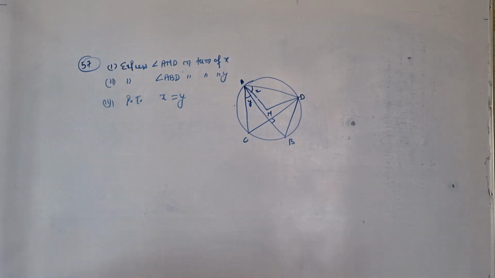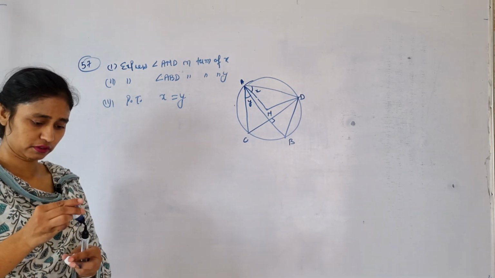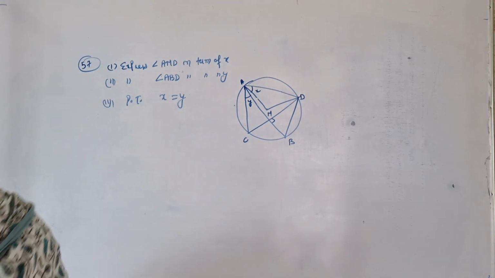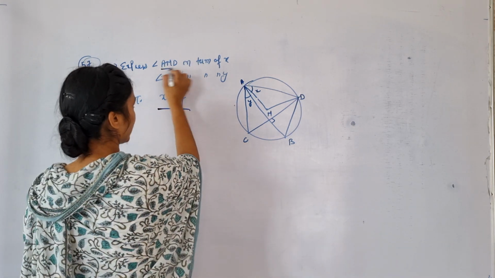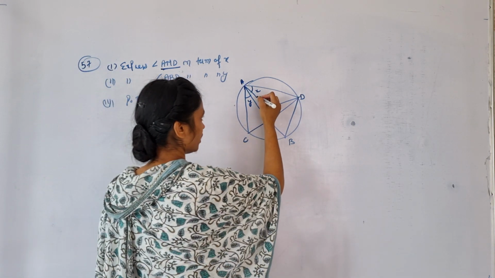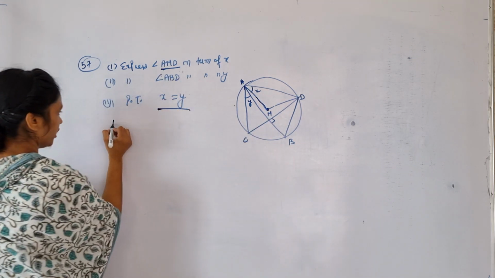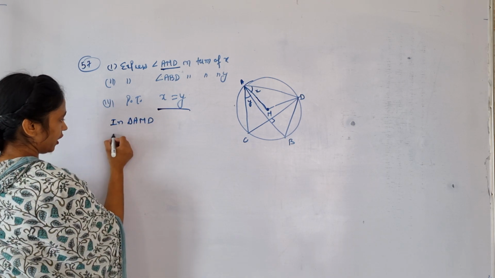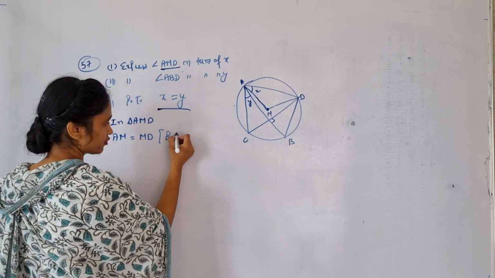Okay, again it's very light, let me fill this. Okay, so AMD, this is the center. Okay, in triangle AMD, AM is equal to MD. Both are radii of same circle.